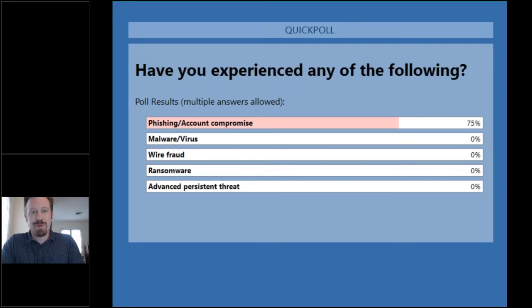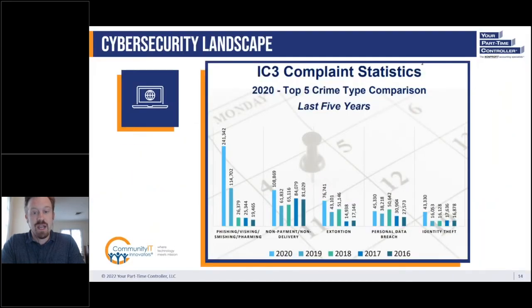So almost 100% phishing and account compromise, and yes, I think that echoes what we've seen as well. So we can move on and see the internet crime complaint stats, and in fact, phishing, smishing, pharming, those are all email and kind of text message based attacks. That is the number that's increasing.